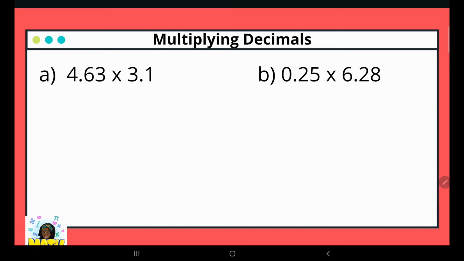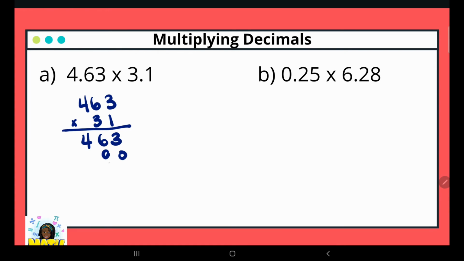So let's go ahead and try 2 more examples. Again, I'm going to stack my numbers without my decimal point, and then I'm going to account for them afterwards. 1 times 3 is 3, 1 times 6 is 6, 1 times 4 is 4.